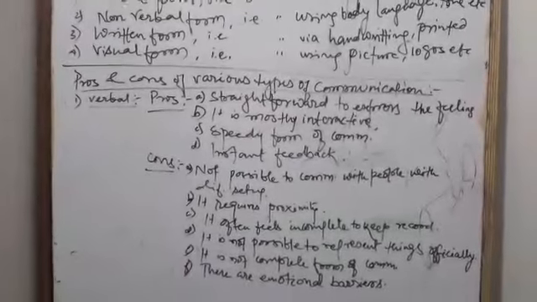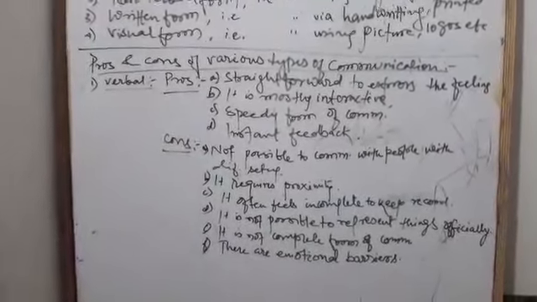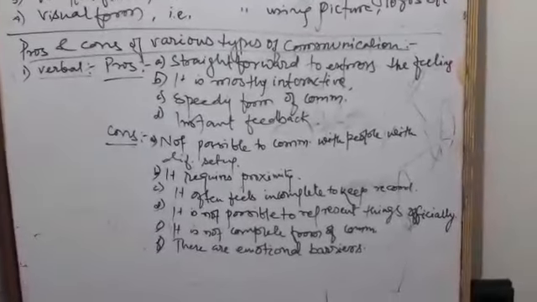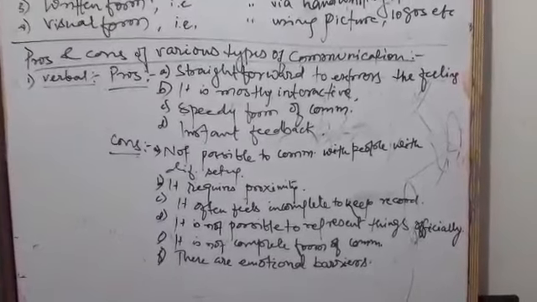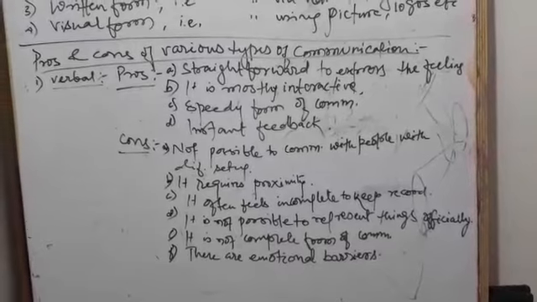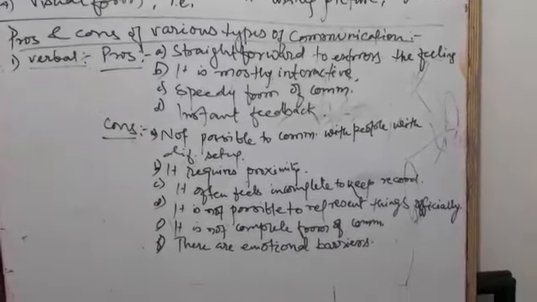The first one is the verbal form. The different pros of verbal form are: it is very straightforward to express the feeling. Second, it is mostly interactive. Third is speedy form of communication. The fourth one is the instant feedback.